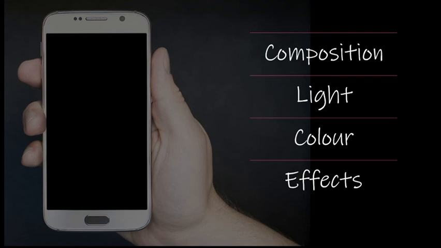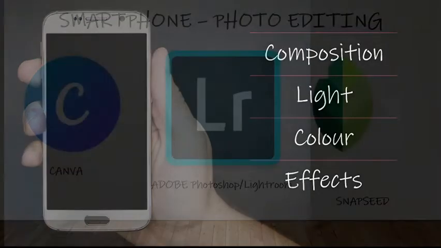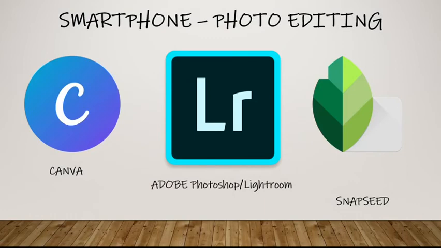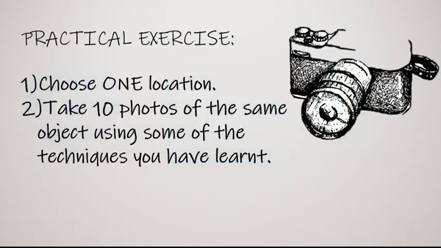And so as we conclude, I'd like you to practice by choosing a location. Take 10 photos of the same objects using some of the techniques you've learned today, and then see the difference you've made. And I believe this will go a great and a long way to help you become the best of photographer and the best of mobile photography.